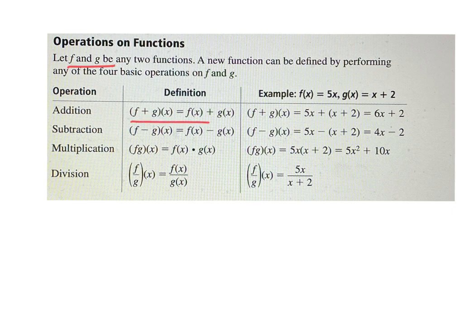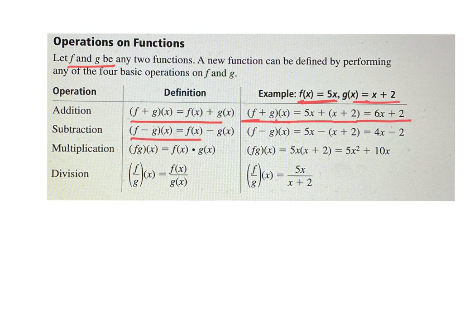You can add the functions together, which means you technically just add them. So let's say f of x is 5x and g of x is x plus 2. You can add the 5x and the x plus 2 and get a new function, which we call, hilariously, f plus g of x, 6x plus 2.